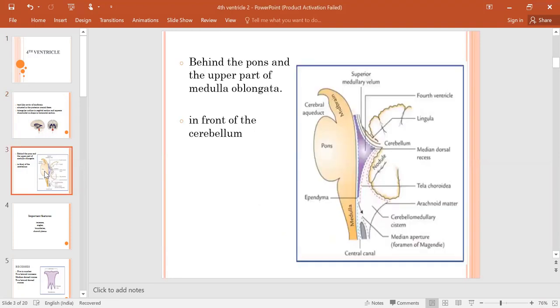Then this is situated behind the pons and upper part of the medulla oblongata and also in front of the cerebellum. So this is the fourth ventricle, a tent-shaped cavity of the hindbrain, and it lies behind the pons and the upper part of the medulla oblongata and in front of the cerebellum.